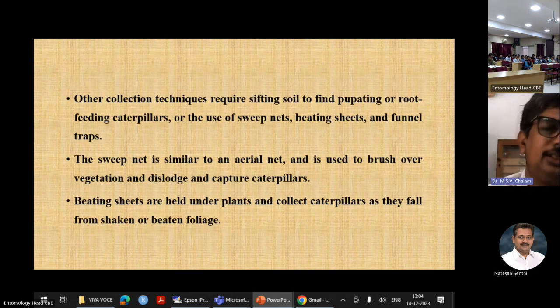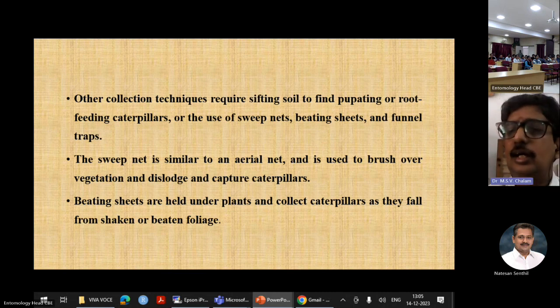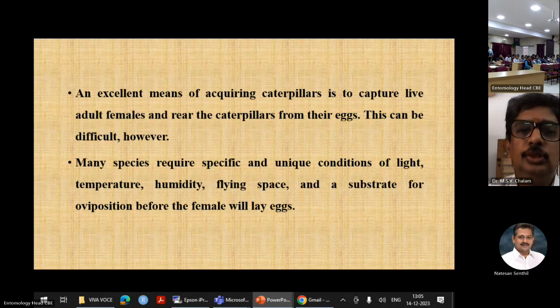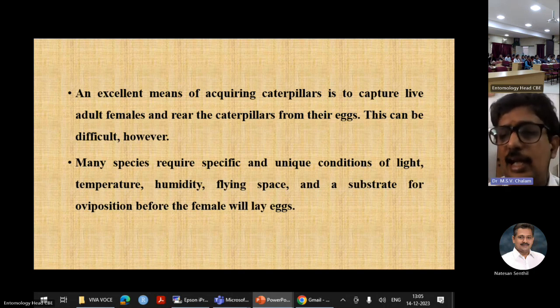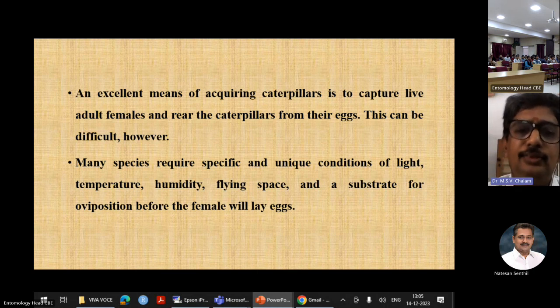For example, you can use several nets, sweep nets, beating sheets, funnel traps, or any other means to collect the caterpillars. Next one, please. You can even collect the egg masses, and the egg masses can be reared in the laboratory in order to obtain the caterpillars. But the rearing is a little bit difficult. You require specific conditions, maybe temperature, humidity, like that. Next one, please.